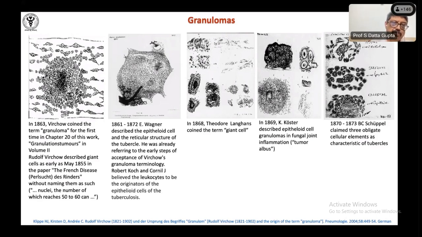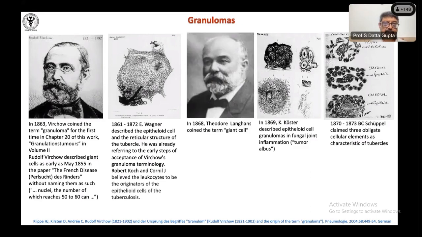Wagner described what's called epithelioid cells. Some people say it's Robert Koch and Cornell. They also use this name. However, the first case of inflammation with epithelioid cells in addition to tuberculosis was described in a fungal joint synovitis by a person called Costa. It was in 1870 that Schuppel claimed three obligate cellular elements: giant cells, epithelioid cells, and other things like necrosis. So in these 10 years, this happened. Just in case you forget how Virchow and Theodor Langhans looked, here are the two stalwarts.